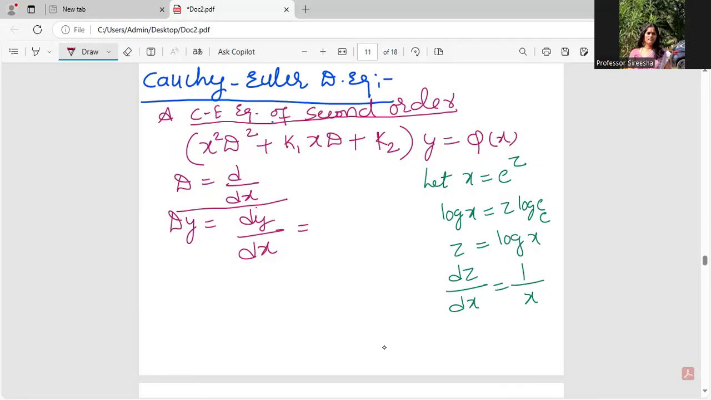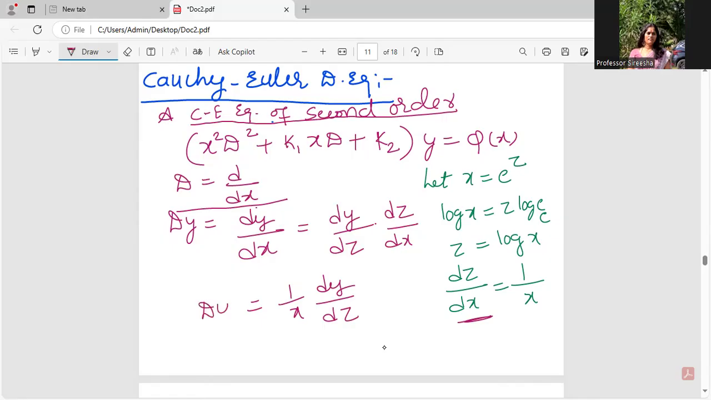Now, I already know that capital D into y is equal to dy by dx. Now clearly I can see y is a function in x, x is a function in z, so y will also be a function in z. So I'll be using chain rule to write like this: dy by dz into dz by dx. I'll be cancelling out dz and I'll be getting dy by dz. It's like that, but actually d by dz and d by dx are differential operators, so they'll have a different meaning. Anyways, now dz by dx value from this is 1 by x into dy by dz. This is nothing but capital D1.